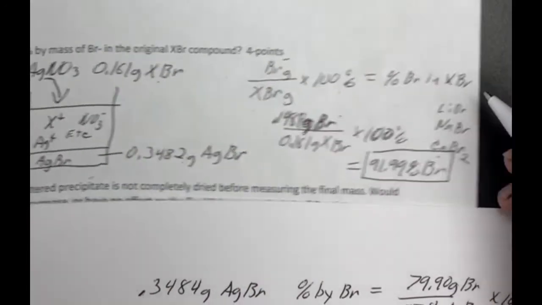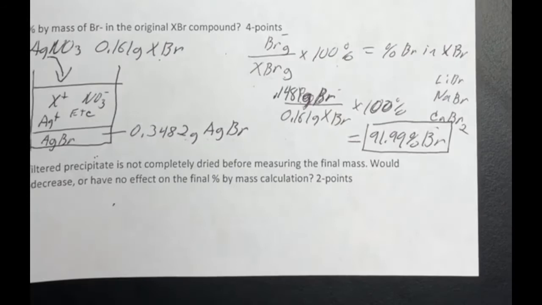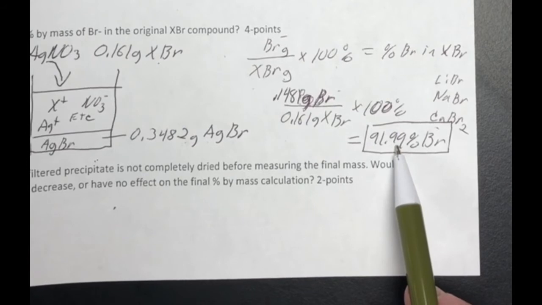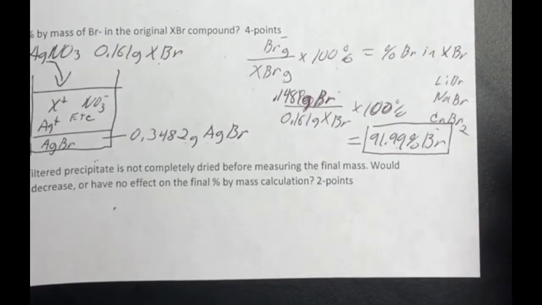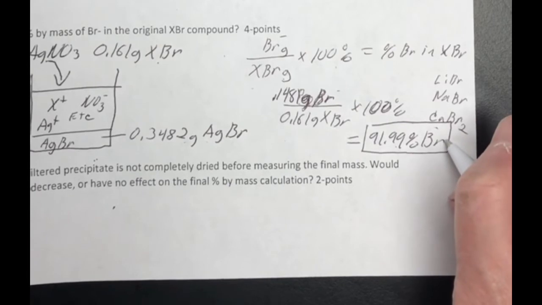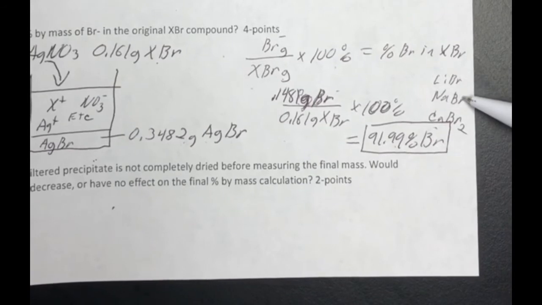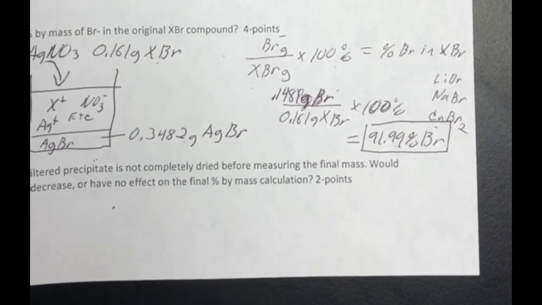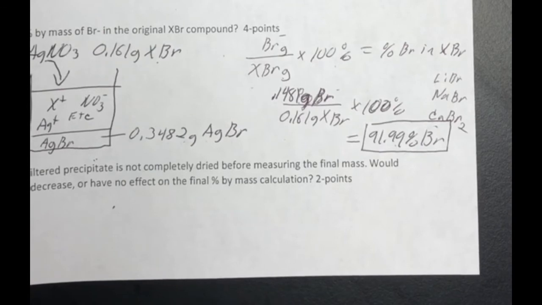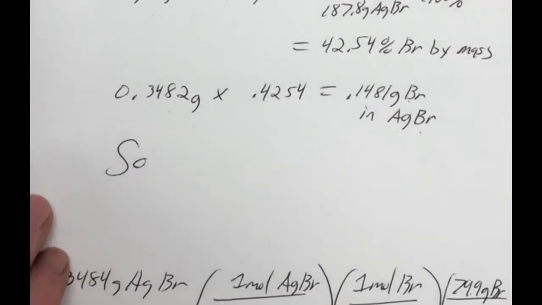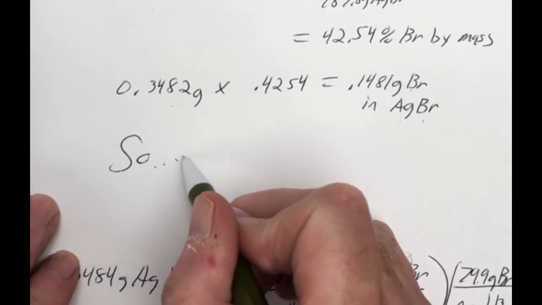Now notice we didn't ask to do this, but maybe on the next test or on the final exam, we could then compare this percent by mass of Br in XBr to the percent by mass of bromine here, here, here, and then we've identified that unknown ionic solid. So, there's my calculation.